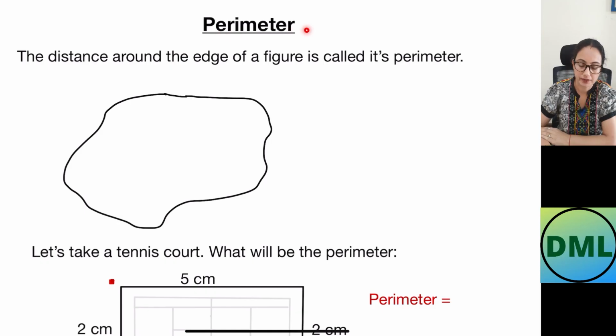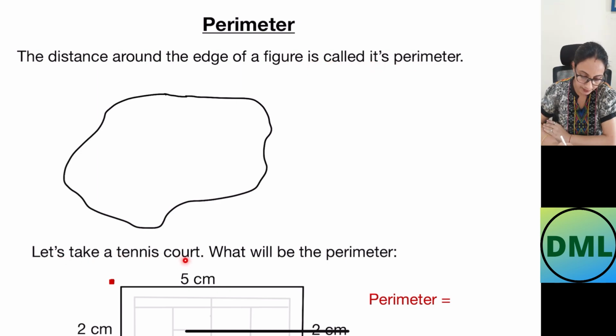What is perimeter? If we can see this figure, and if I tell you what is the perimeter of this figure, what does it mean? That means that you have to roam around the edge of the figure. What is the edge of the figure? That means you have to touch the corners of that figure, not the middle. You have to go to the corners of the figure. That means you have to walk around this and you have to complete the figure. That will be called the perimeter of the figure. The distance around the edge of a figure is called its perimeter.